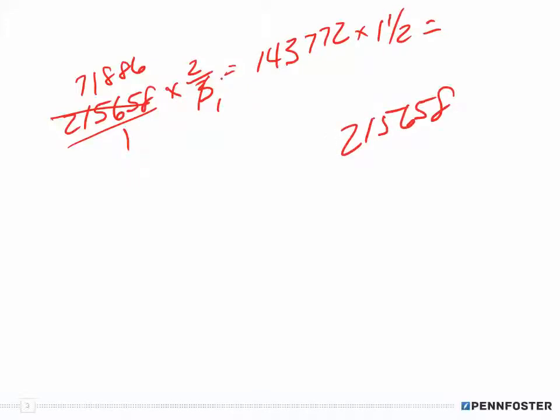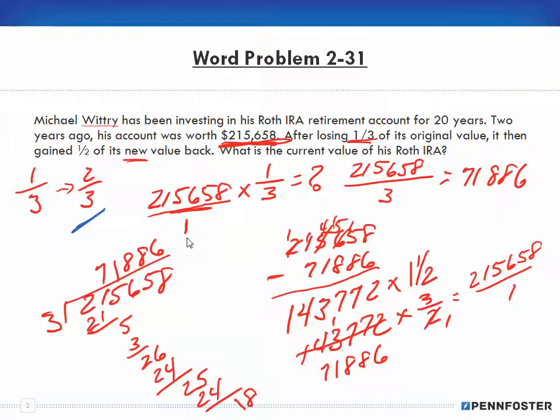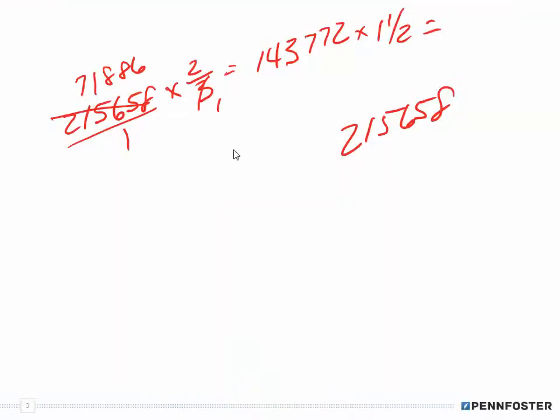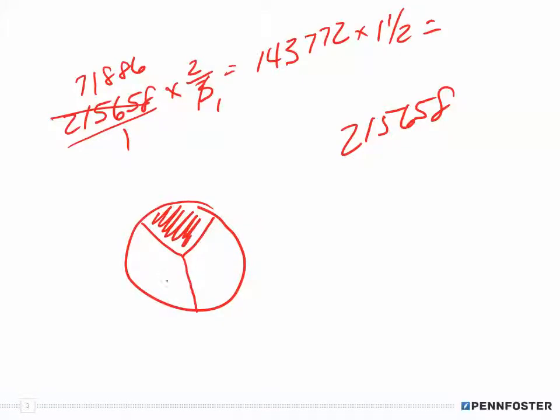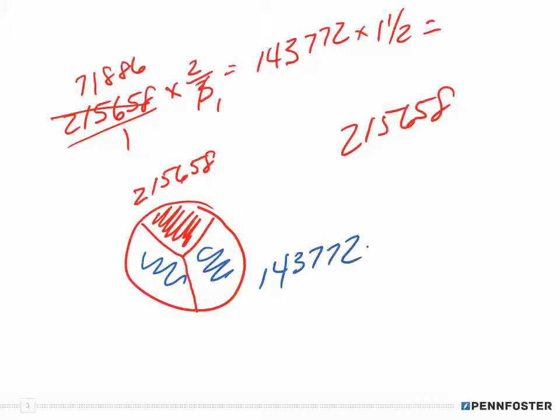So you see the difference here. Actually, let me draw it out real quick. If I took a circle and divided it into 3 parts, here's the part where I lost 1/3. Originally this was 215,658, and I lose 1/3. So how much is the value of this 2/3? Well, that ends up being 143,772.